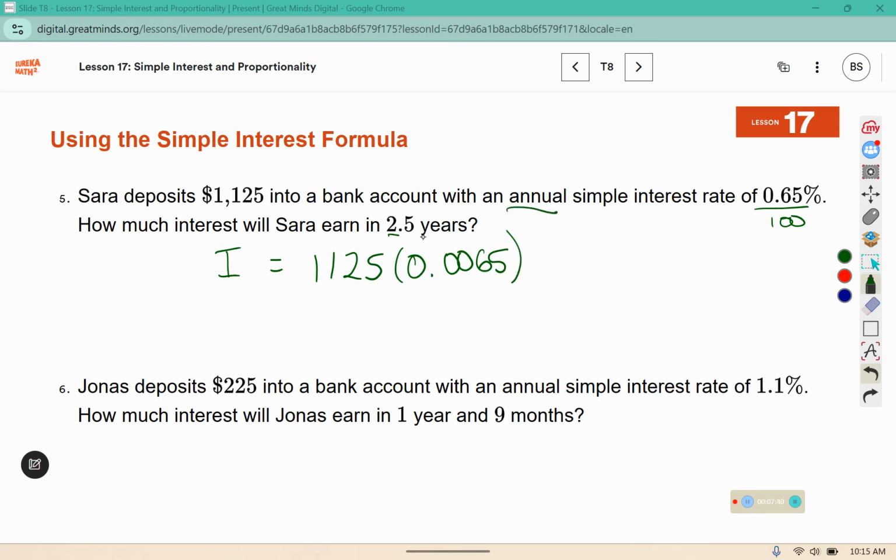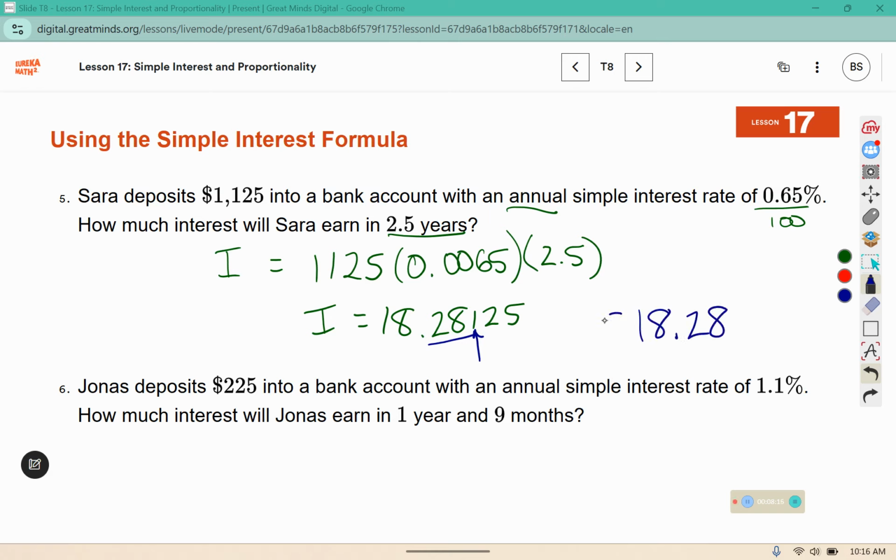This is annual, and it says how much will she earn in 2.5 years. Principal, rate, time. 1,125 times 0.0065 times 2.5. Remember, money, we keep 2 decimal spots, and the 1 is below a 5, so it stays 1828.